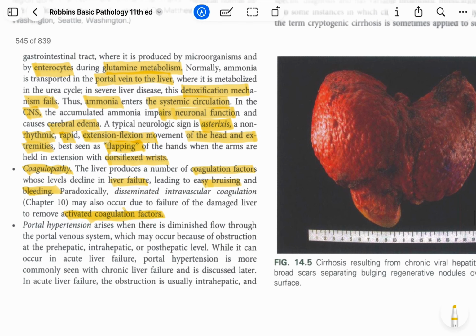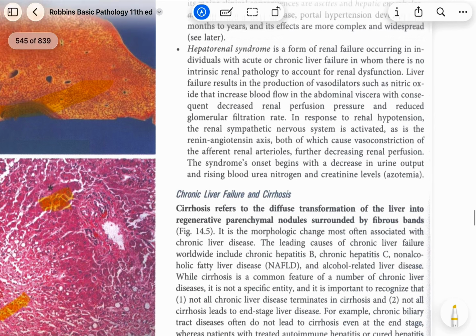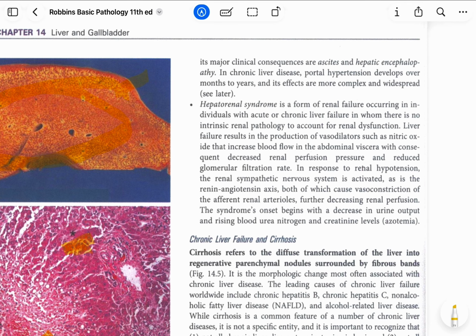Now next up is the portal hypertension, which arises when there is diminished flow through the portal venous system, which may occur because of obstruction at the prehepatic, intrahepatic or posthepatic level. While it can occur in acute liver failure, portal hypertension is more commonly seen in chronic liver failure, and we'll discuss it later. So in acute liver failure, the obstruction is usually intrahepatic, and its major clinical consequences are ascites and hepatic encephalopathy.